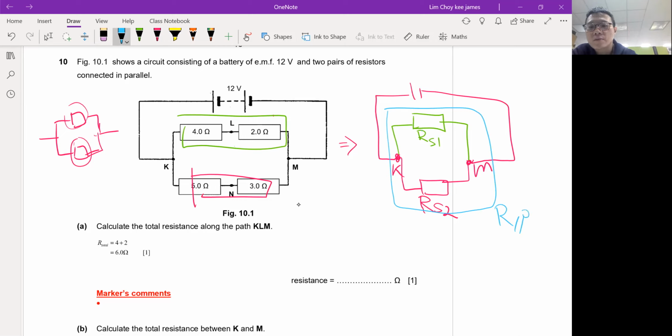Or RT. Now, look at the question first. Calculate the series total resistance in the path KLM.